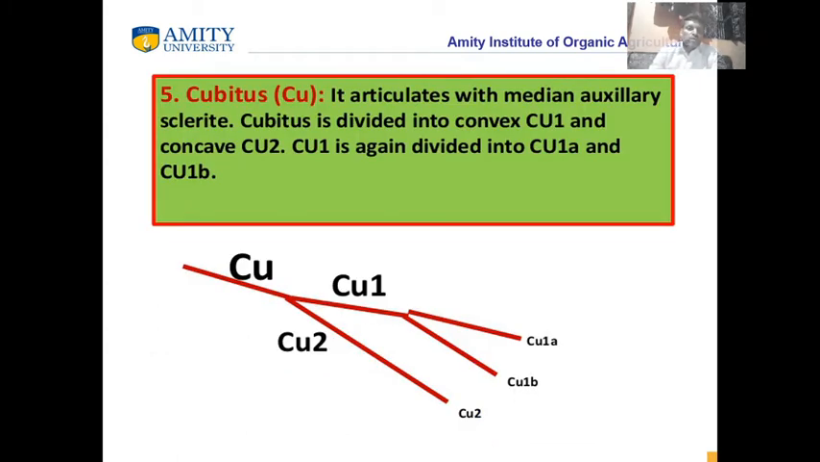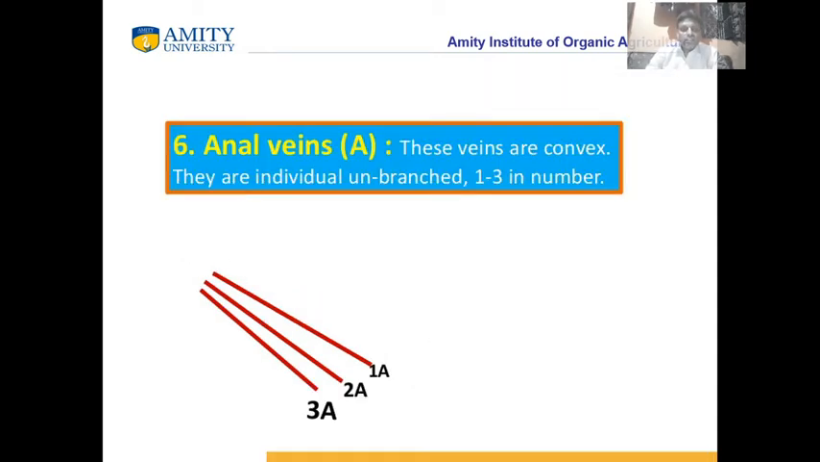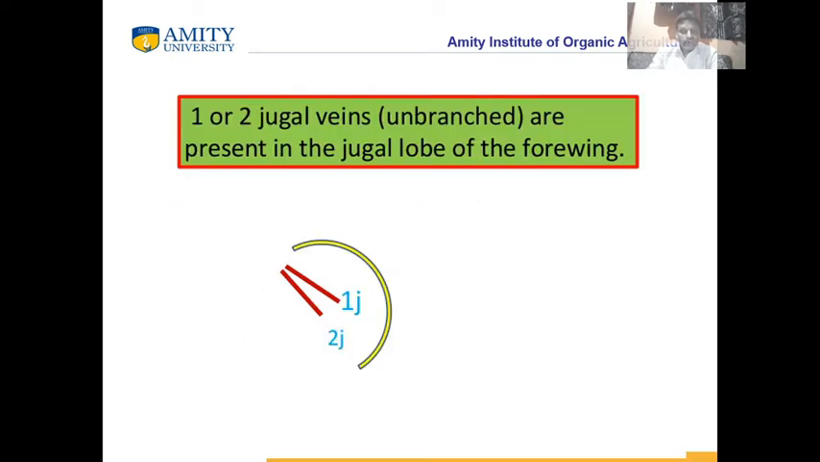Cubitus. Cubitus is the fifth longitudinal vein of the wings. It articulates with the medial axillary sclerite. It is divided into CU1 and CU2. CU1 is again divided into CU1A and CU1B. Anal veins are unbranched. These veins are convex. They are individual unbranched veins, 1 to 3 in number. You can see 1A, 2A and 3A in the figure.